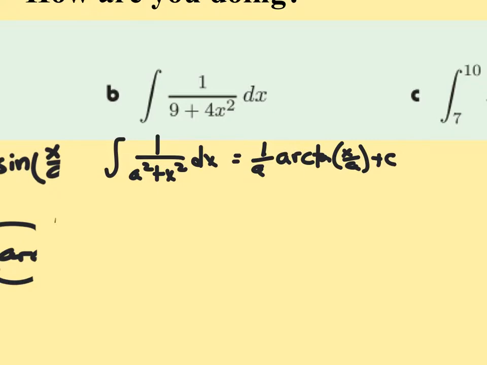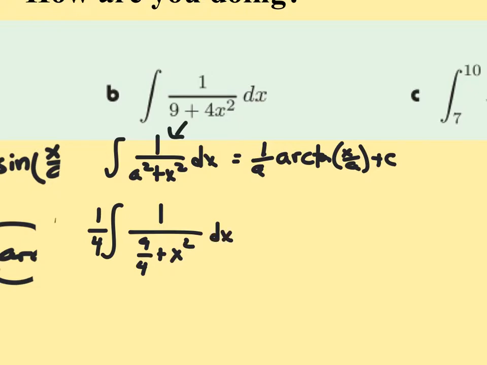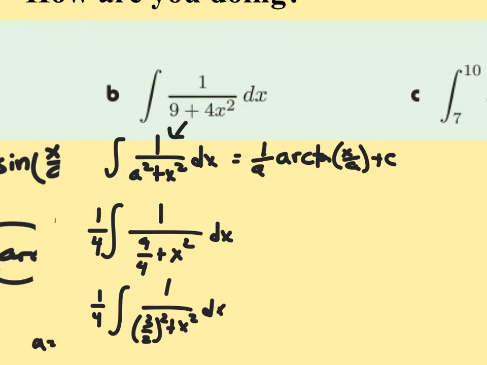So if I can get this into that form, we should be good to go. Let's factor out 4. So that would be 1 over 9/4 plus x squared dx, which would be the same as 1/4 the integral of 1 over 3/2 squared plus x squared. Now I've got a equals 3/2.